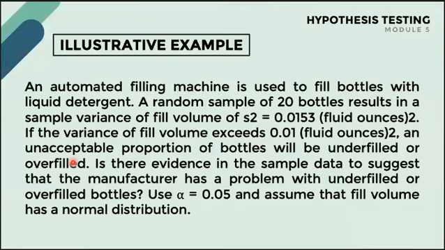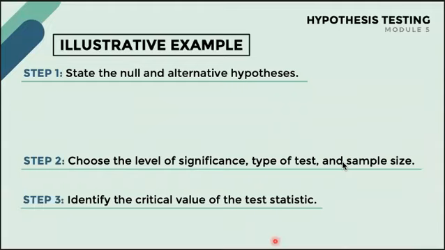So the question now is, is there evidence in the sample data that suggests that the manufacturer has a problem with underfilled or overfilled bottles? So out of the 20 bottles being sampled, does that show that there are overfilled or underfilled bottles? Using 0.05, we need to conduct a test of the hypothesis. So step one is we need to identify our null and alternative hypothesis.